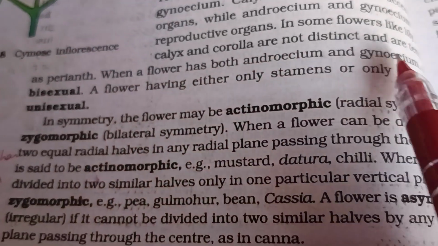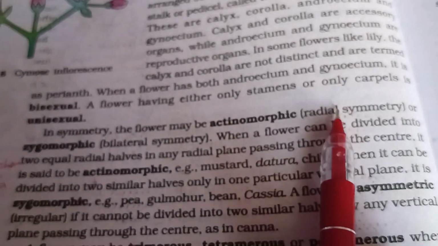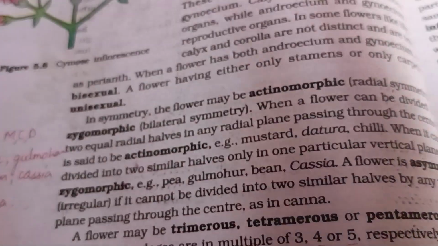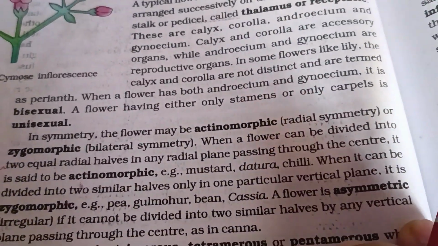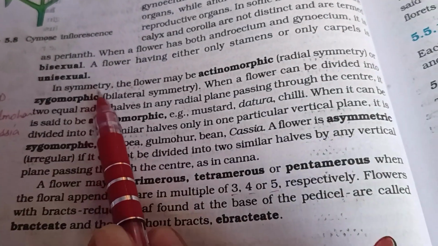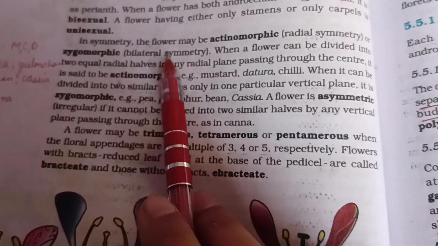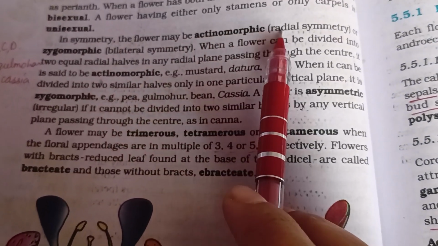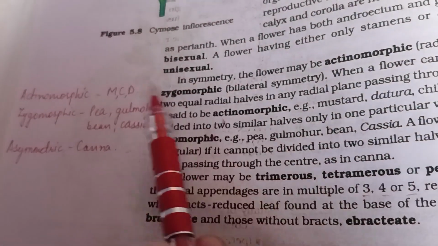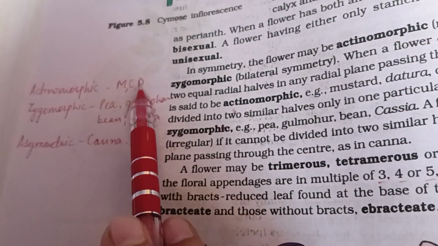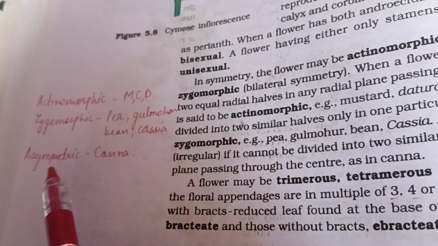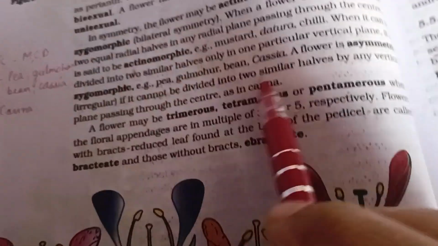When a flower has both androecium and gynoecium, it is bisexual. A flower having either only stamens or only carpels is monosexual or unisexual. So in symmetry, the flower may be actinomorphic, means radially symmetrical, or zygomorphic. So for actinomorphic, you need to remember MCD. For zygomorphic, you just remember pea, bean, gulmohar, cassia, and asymmetric means canna.